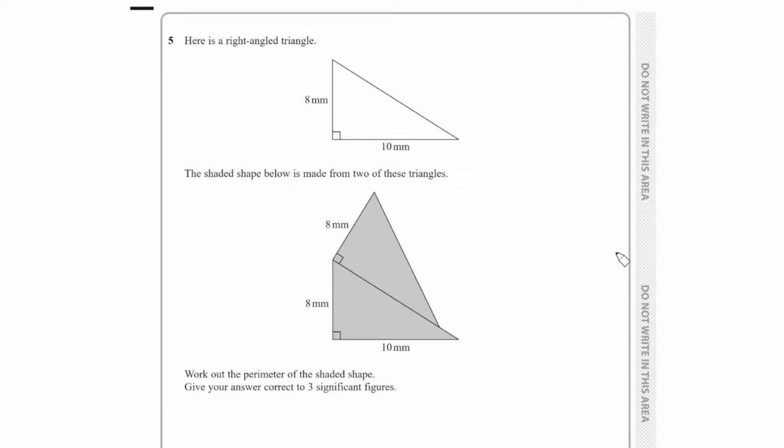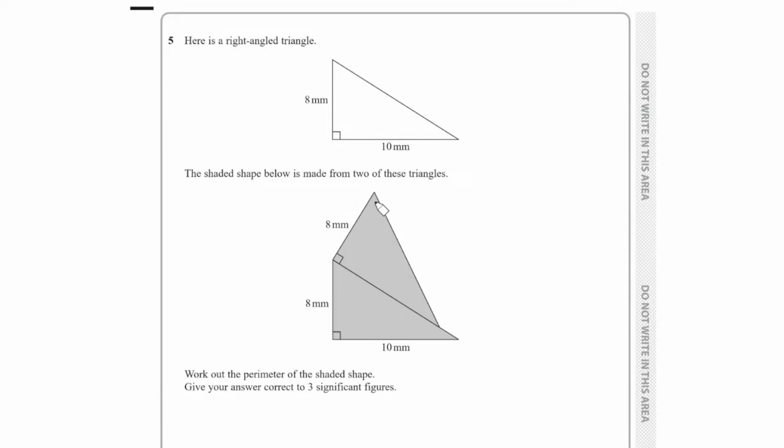Okay, question 5. So what we've got here is a right-angled triangle. You can see we've been given 2 sides and no angle, so you probably already know where we're going with this. The shaded shape below is made from 2 of these triangles, so the exact same 2 stuck together. Work out the perimeter of the shaded shape.